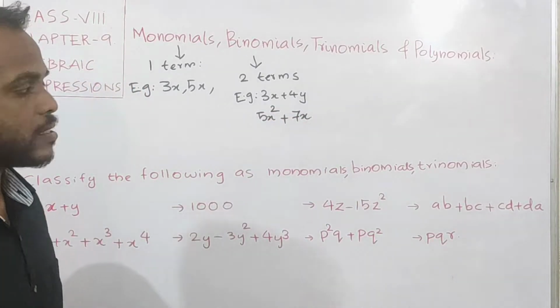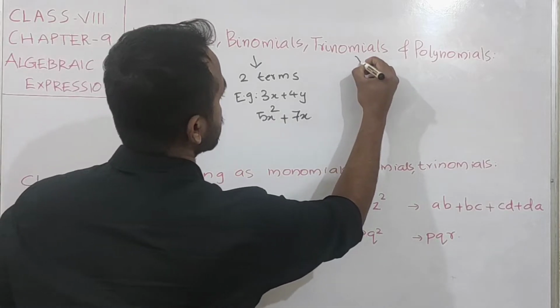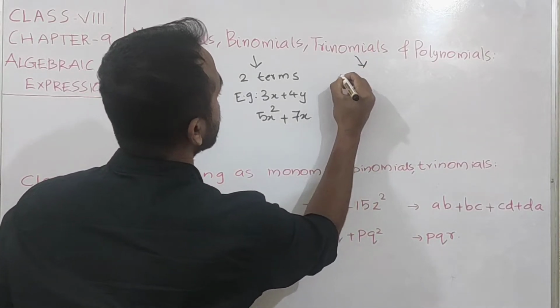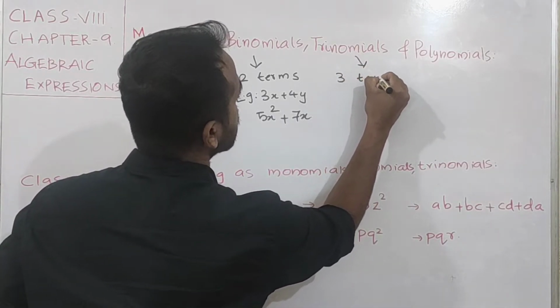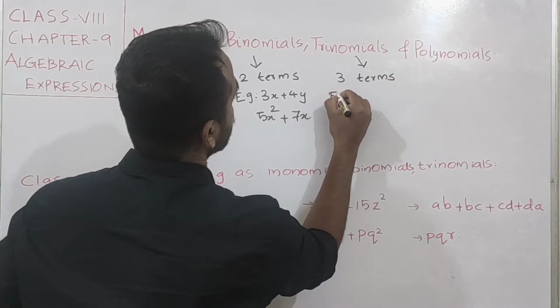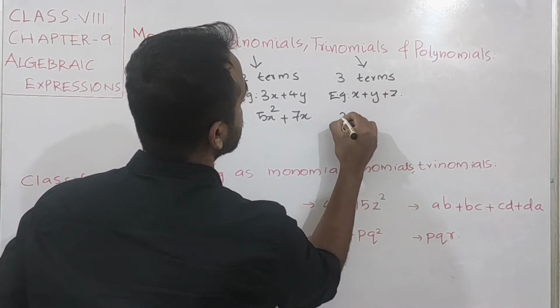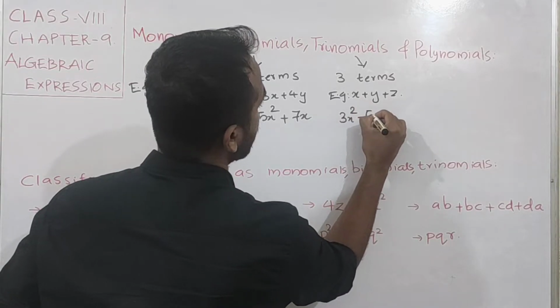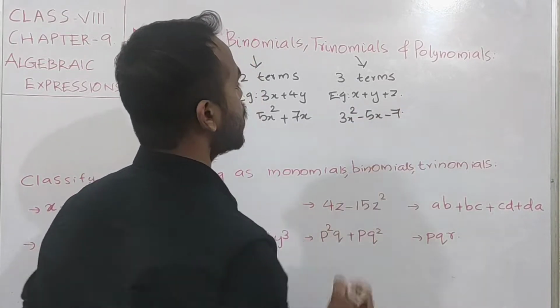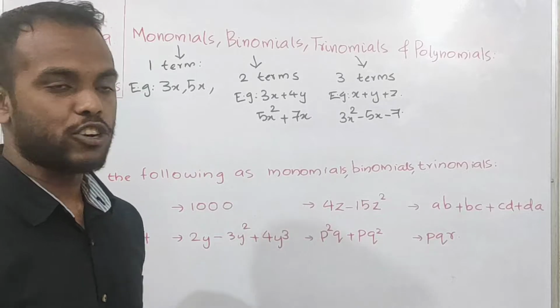All are examples. Then what are trinomials? Trinomials are the algebraic expressions containing three terms. For example, x plus y plus z, 3x square minus 5x minus 7. All are examples for trinomial.